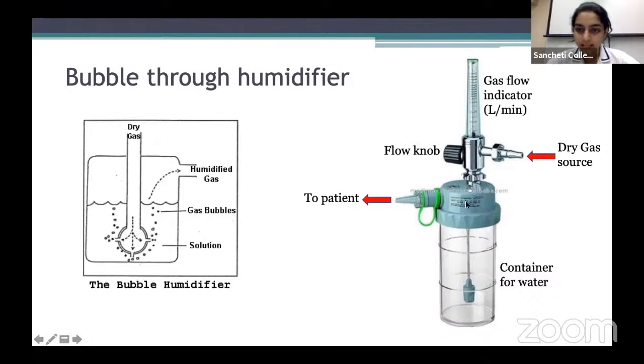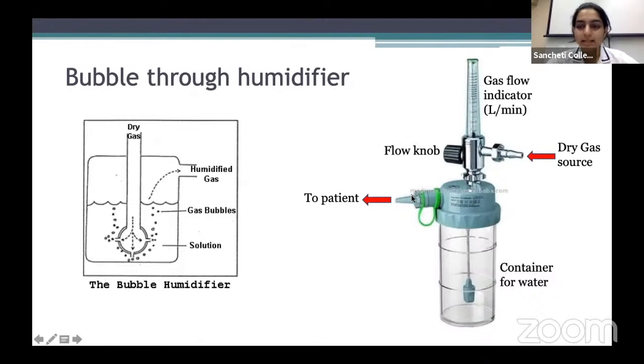Now, as the gas passes down through this, it is going to pass into the water and create bubbles. If we look at the image on the left, that is what has been depicted here. Dry gas is coming down here, being released under the surface of the water. It will bubble through the water, pick up moisture, and then get delivered to the patient. So that's why it's called a bubble through humidifier.